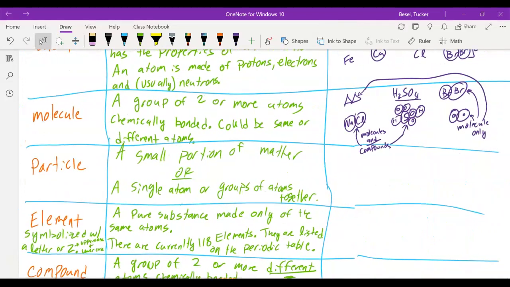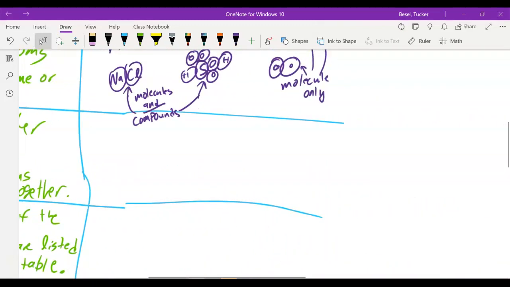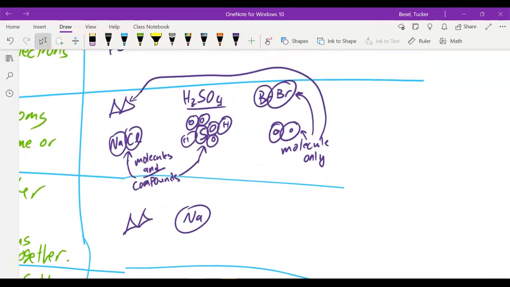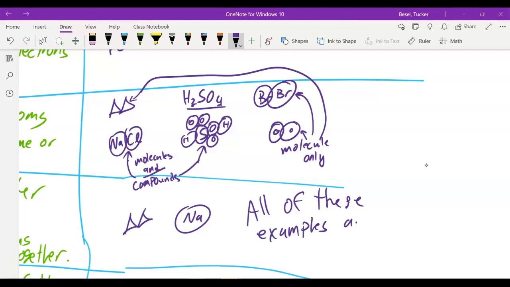So remember, a particle is just a small portion of matter or a single atom or groups of atoms together. This is the most general thing that we're going to come across. So this is a particle. This is a particle. Everything that I've drawn in your notes now and for the rest of this are also particles. So all of these examples are also particles.